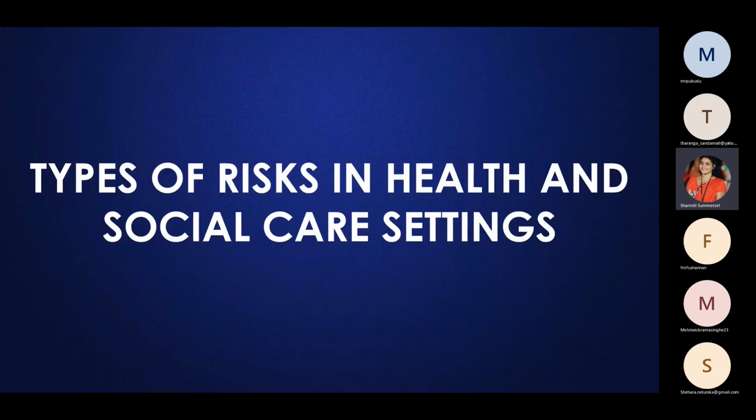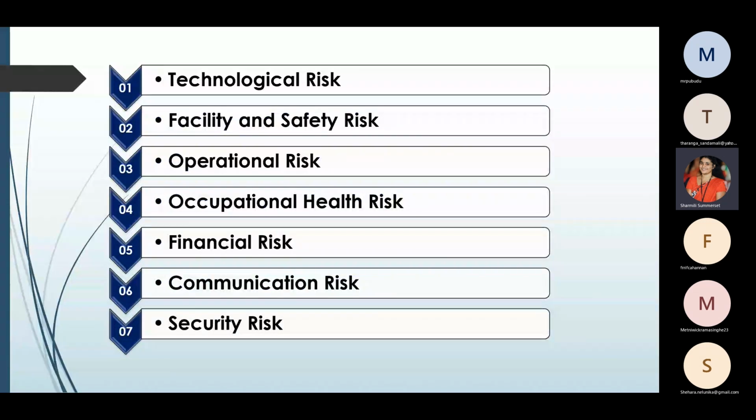So when we talk about risk in a health and social care setting, these are some of the risks. In the previous session also we studied the types of risk. Commonly in health and social care sectors, technological risks could occur. Technological risk means the reports and the laboratory investigations. One example is a laboratory investigation. Sometimes if the laboratory technologist makes some mistakes in the interpretation, it can affect the patient's treatment. So it is one of the technological risks.